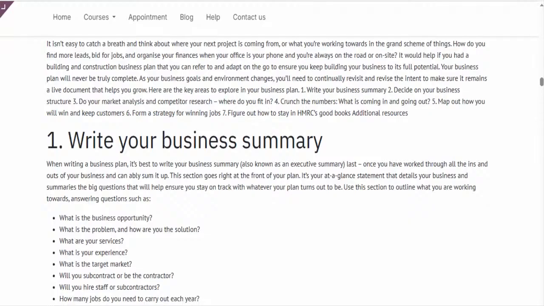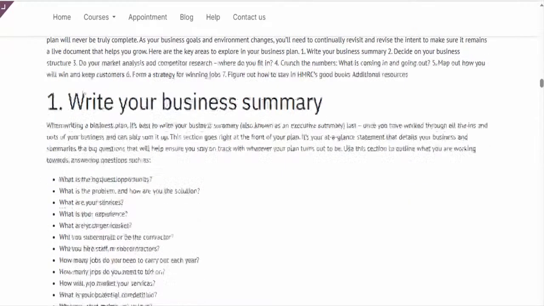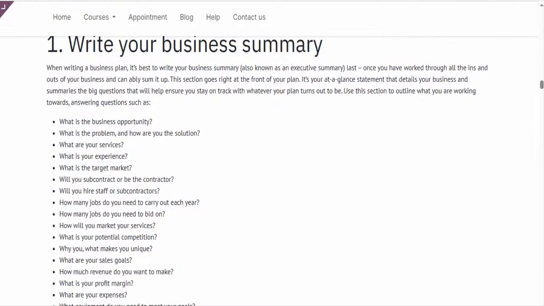Additional resources. 1. Write your business summary. When writing a business plan, it's best to write your business summary, also known as an executive summary, last, once you have worked through all the ins and outs of your business and can ably sum it up. This section goes right at the front of your plan. It's your at-a-glance statement that details your business and summarizes the big questions that will help ensure you stay on track with whatever your plan turns out to be.